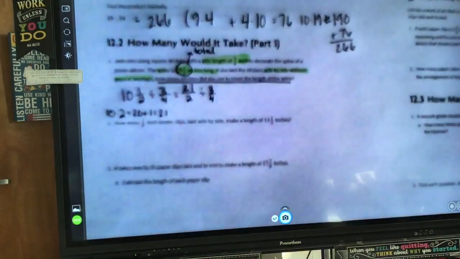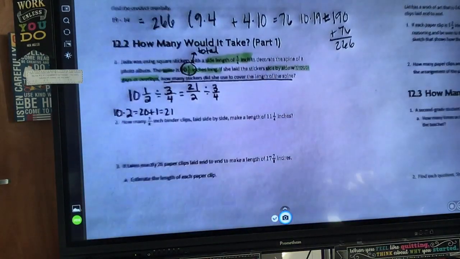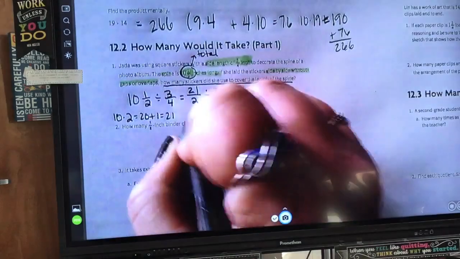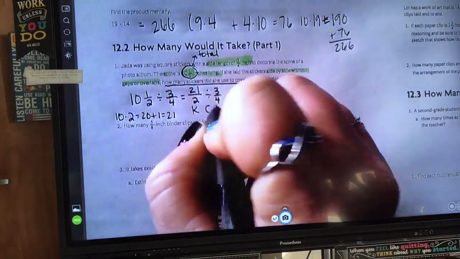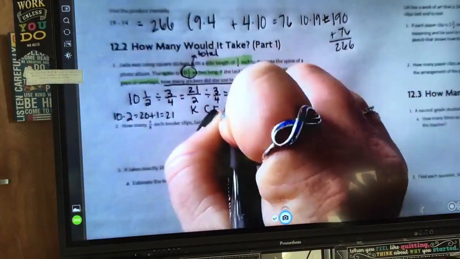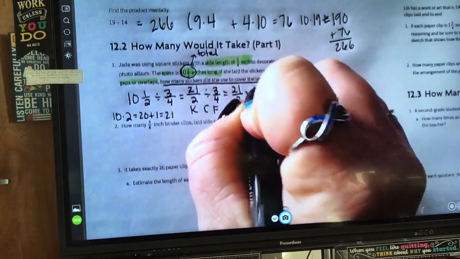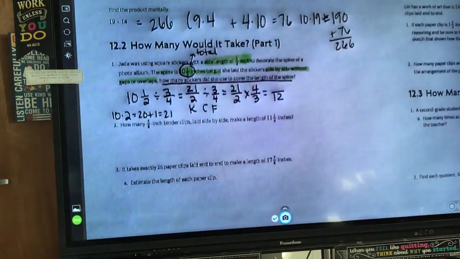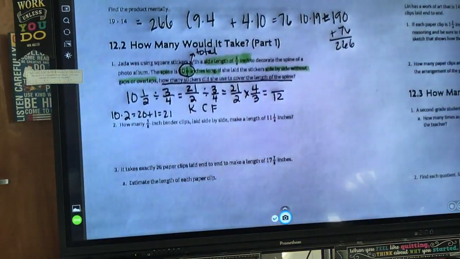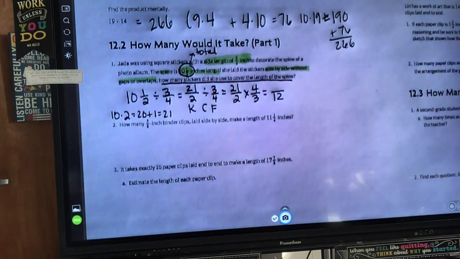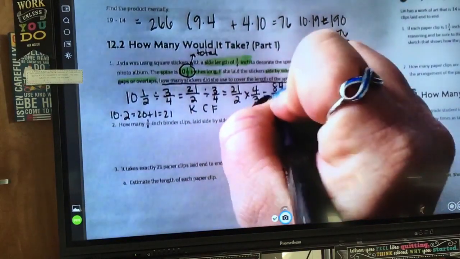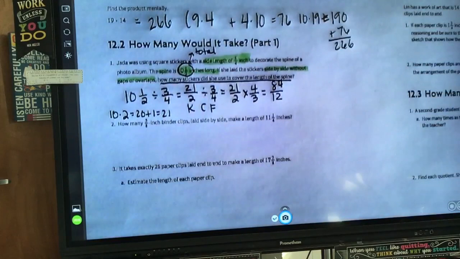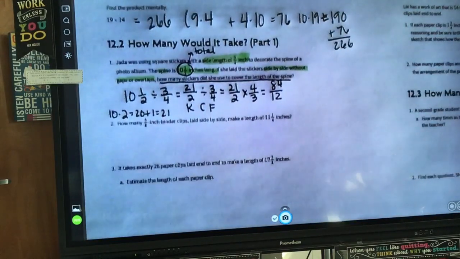Are we ready to start our keep, change, flip process? Yes. Yes, we are. So we're keeping the first one, changing the operation, and flipping the second one. 21/2 times 4/3. So we know that the bottom number is 6. What is 21 times 4? Camden? 84. All right, obviously 84/6 doesn't tell us how many stickers she used, does it?